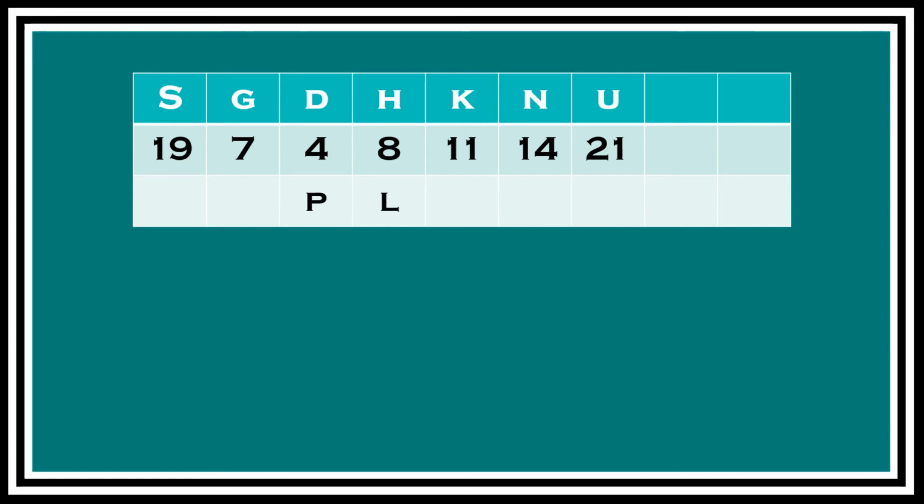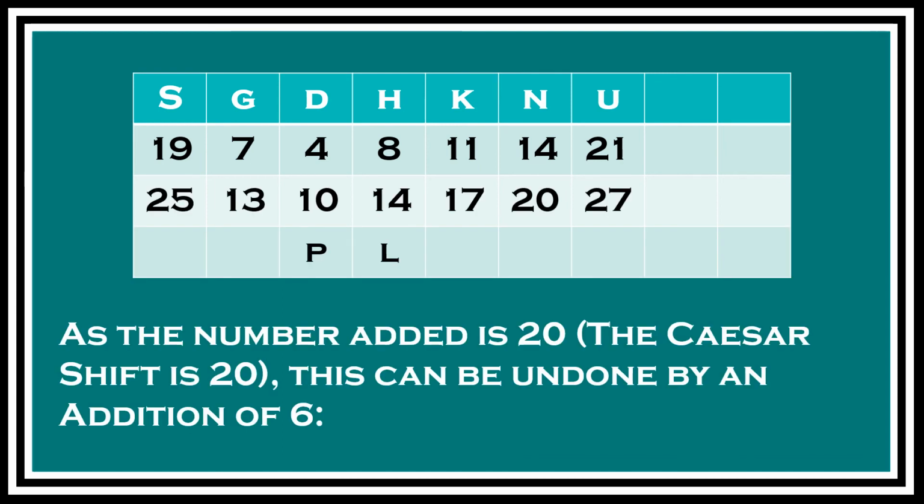So we are trying to decode the message SGDHKNU. And if we replace each letter with the relevant number from the alphabet, we get that first row of numbers there. So we have found that the Caesar shift is 20, and to undo that Caesar shift in decoding, we need to add a further Caesar shift of 26 minus 20. That is, we need to add a further Caesar shift of 6. So if we add 6 to all of the numbers in the first row, we get the second row.